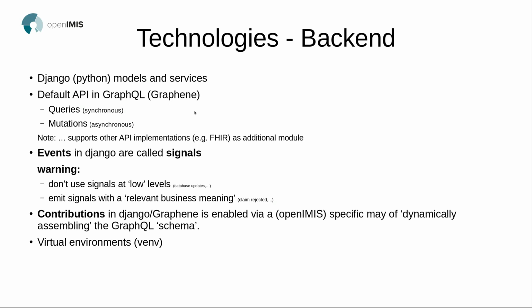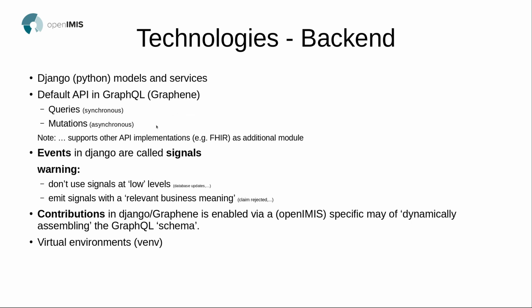The backend layer is based on Django framework, so models and services are written in Python. The default API for modules is following GraphQL standard and is implemented using Graphene Python library. This includes queries and mutations. Queries are synchronous, so whenever you search for claims based on insurer last name, you receive the list of matching claims as response to your call.